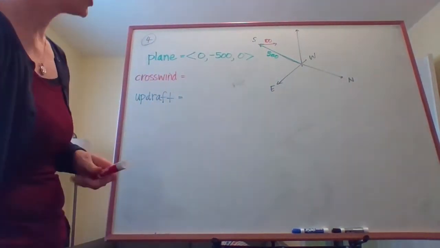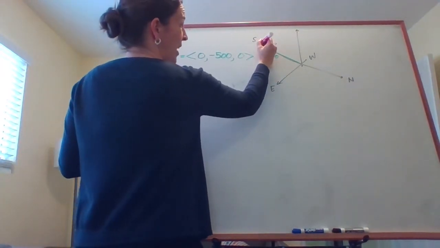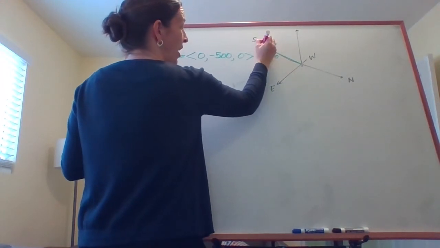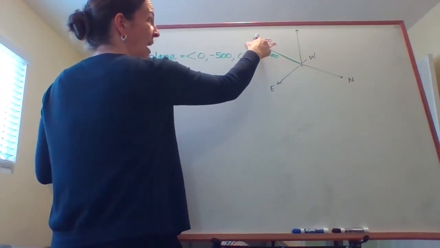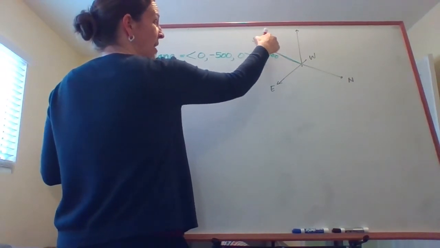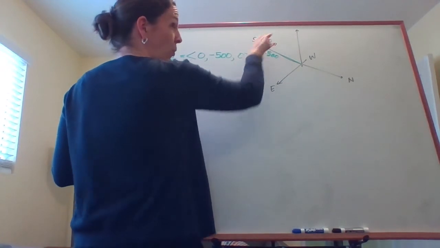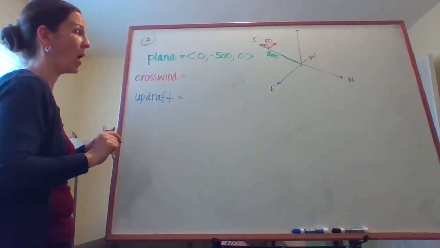Okay, for the plane. So that's traveling, remember, at like a 45-degree angle here. So if I draw this, I've got a 45-degree angle here, and I'm looking for the x and the y component. So this is going west, that's backwards in the x direction, and it's going north, which is forward in the y direction.